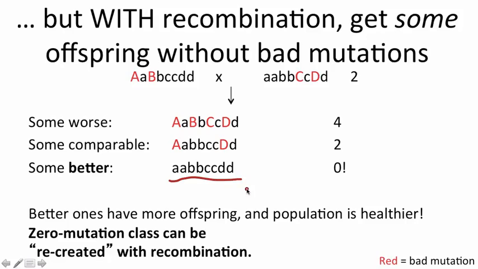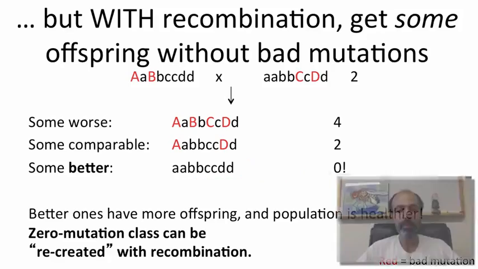This is the critical element. You can actually recreate the 0 mutation class. You can recreate some individuals that have no bad mutations. This one will reproduce more. This will reproduce some, and this will probably be the most poor reproduction. So eventually, this is the type that will spread within the population.